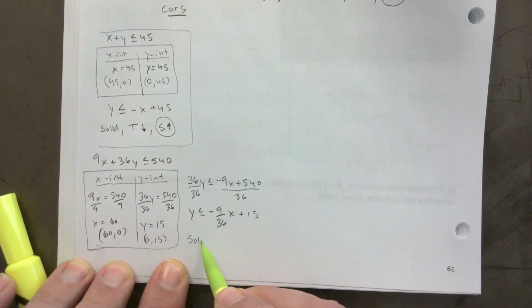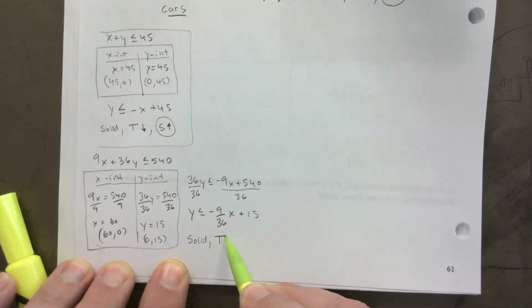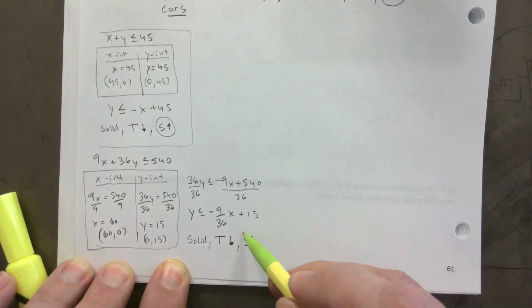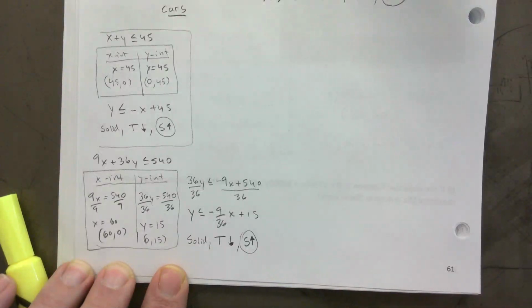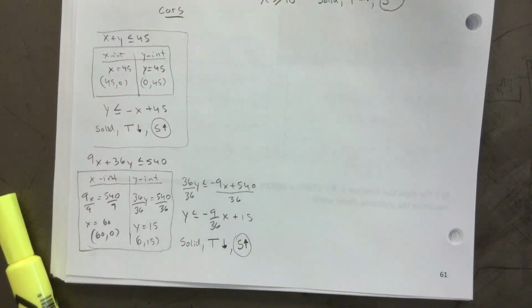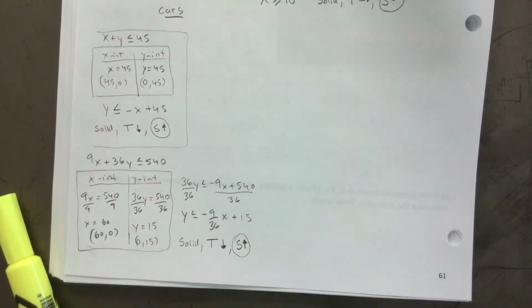So this is a solid line still. True region is below the line. Shade above the line. Okay. So this should all be just review for you. This part, the first section of this is just same thing. So let's graph this now.